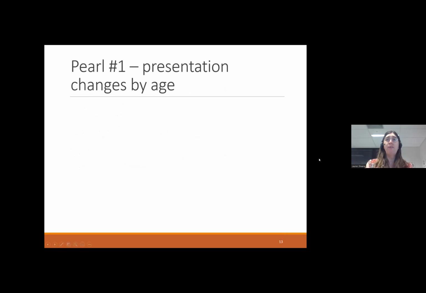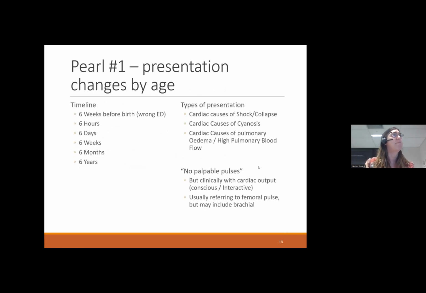And so the first pearl I want to give you is that the presentation of all of these changes significantly with age. And I want to give you a little bit of a framework of how to think about that. We think about a timeline of presenting 6 weeks before birth, and often that's the wrong ED or the wrong service if they're coming to me. They may present 6 hours after birth, 6 days, 6 weeks, 6 months, or 6 years.